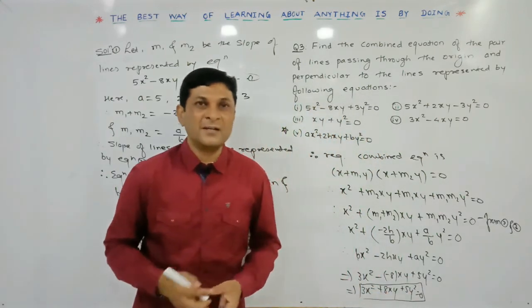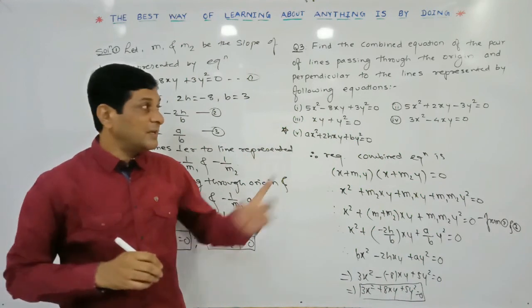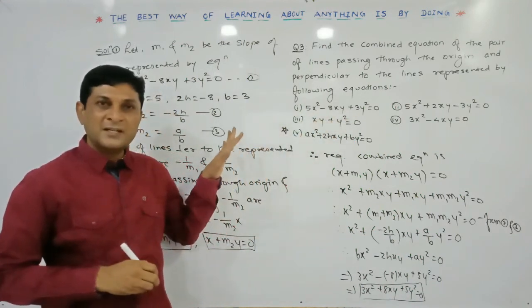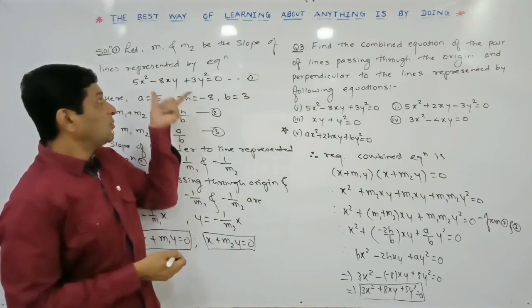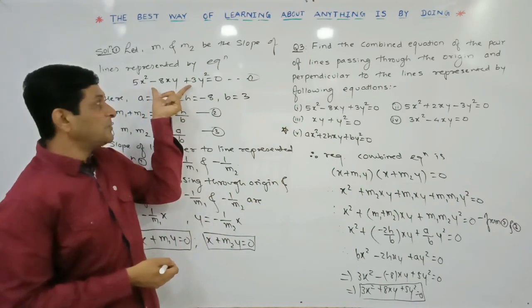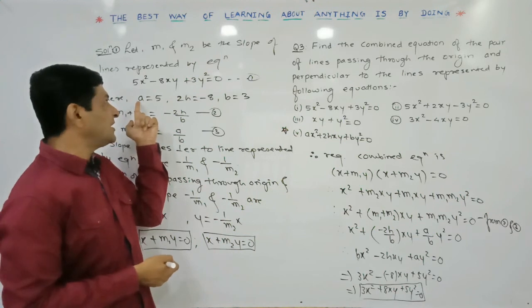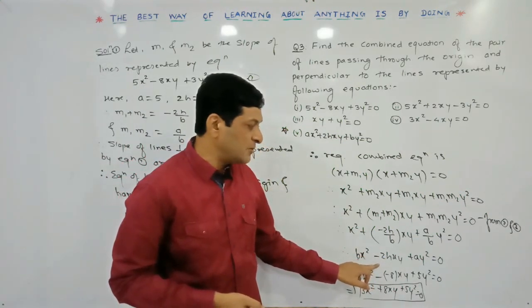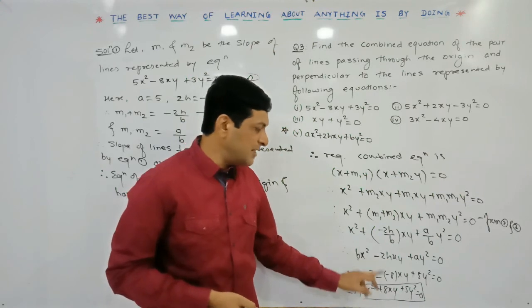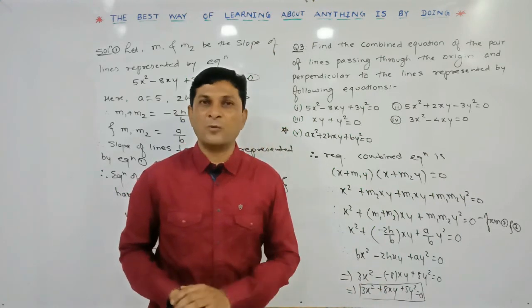Hope the ideas are clear to you. For every homogeneous equation, about 90% of the steps are exactly the same. Only the equation is changing. If the equation is changing, which values are changing? a, 2h and b. And lastly we have to substitute these values of a, 2h and b in this equation, and simplifying it you will get the required homogeneous equation.